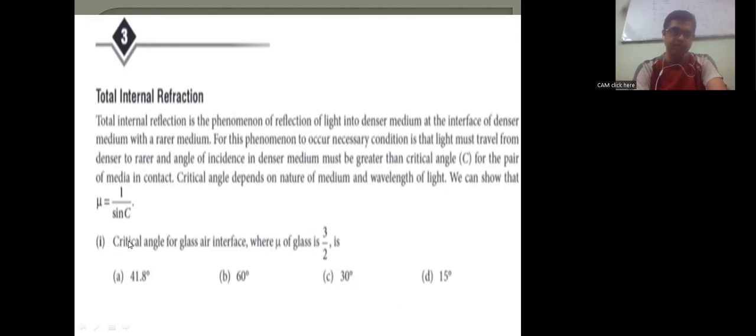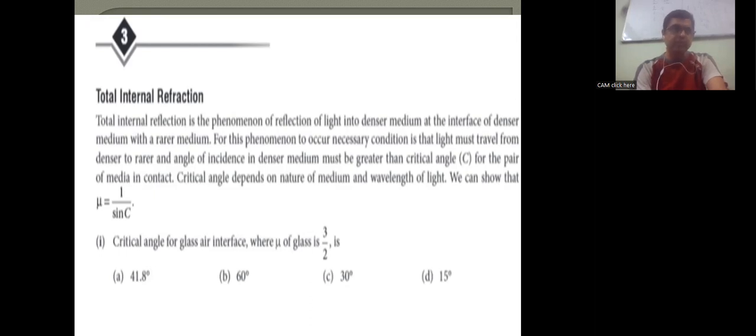Now come to question number 1. Critical angle for a glass-air interface, where mu of the glass is 3 by 2. Now student, critical angle, which is 1 by sin ic. Mu is given to you. You can calculate sin ic.